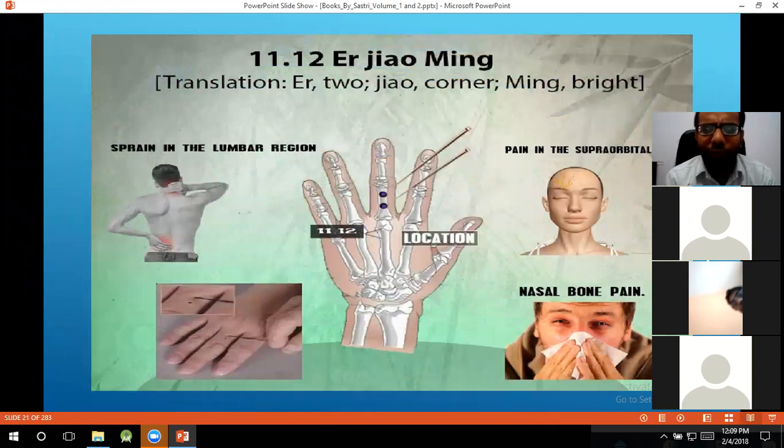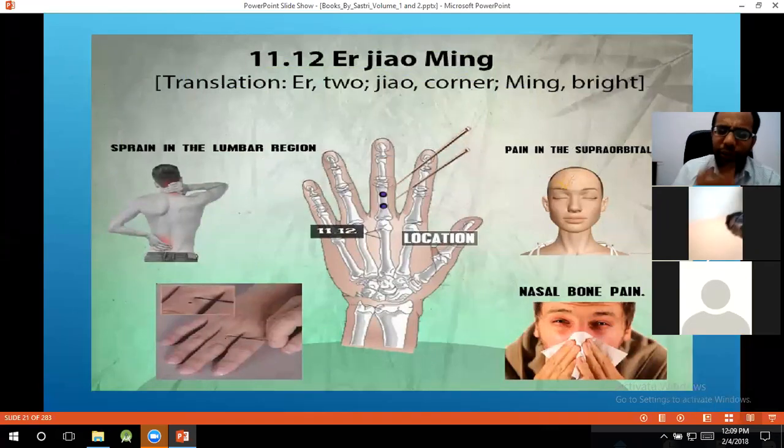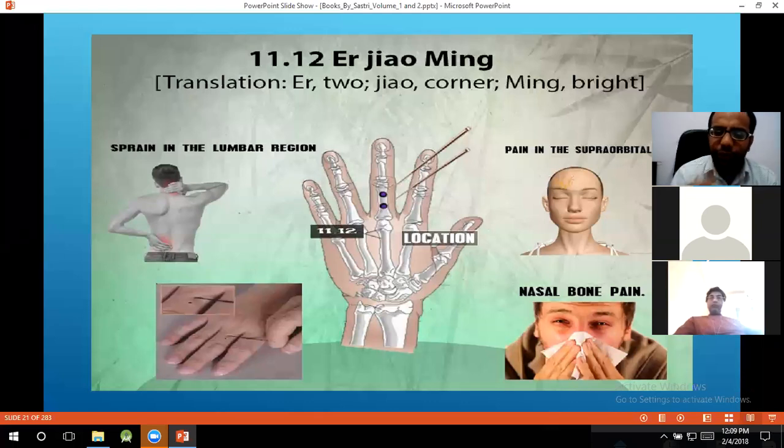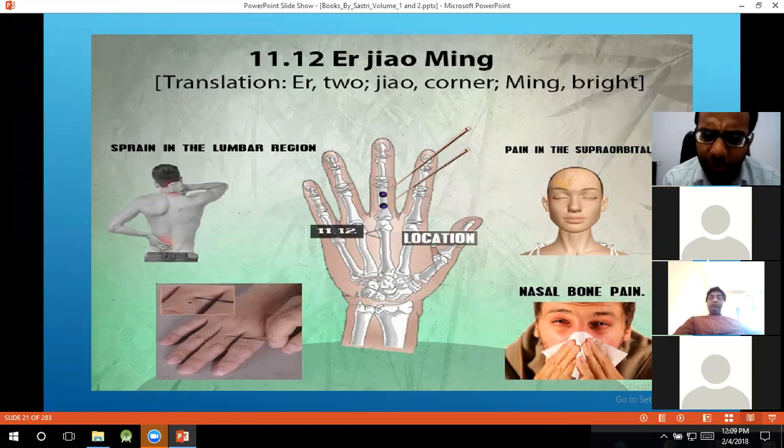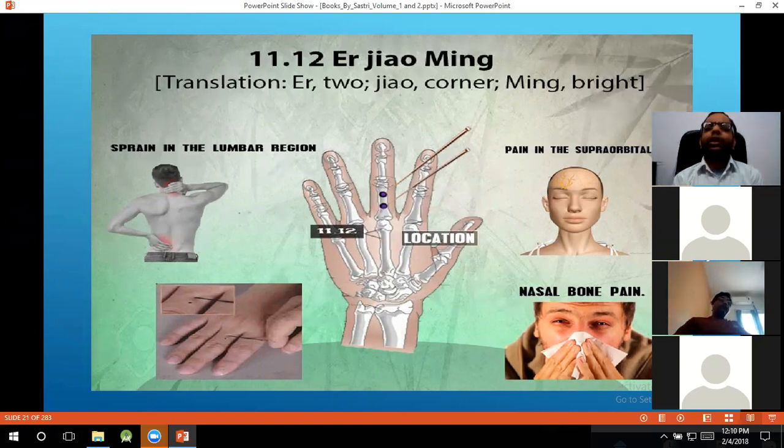Here comes 11.12. It's a very good point. Its location is for pain in the upper liver, pain in the supraorbital and nasal bone, especially in sinusitis. When there is inflammation in this area, it gives very good recovery. 11.12 also helps a lot in lumbar pain because of fever and all. When you see musculoskeletal pain and other areas of pain in large numbers, it is because of kidney deficiency. And 11.12 is a very good point for treating this type of problem.